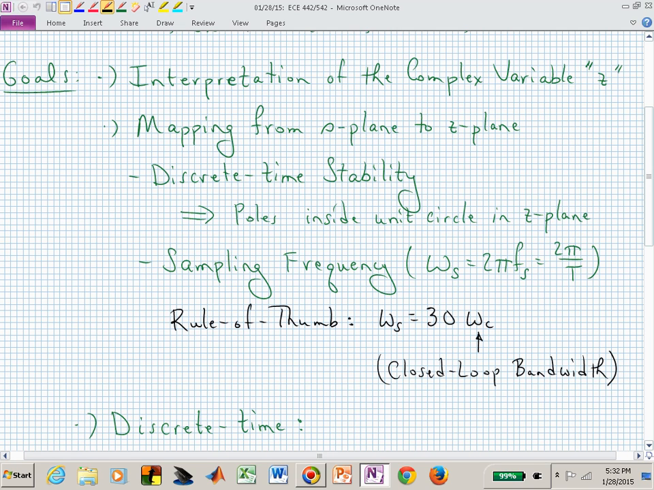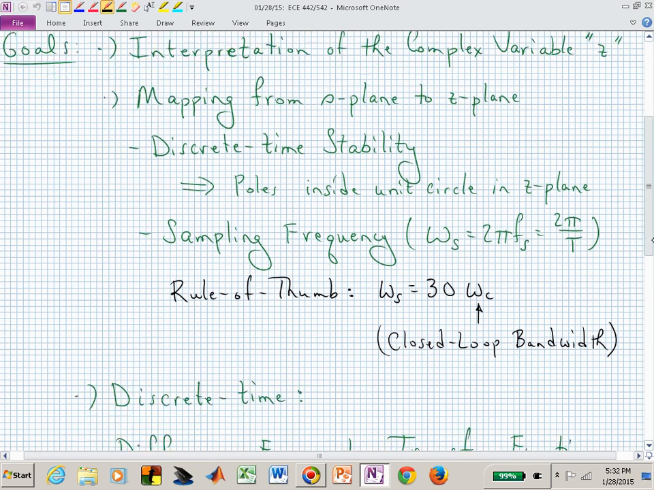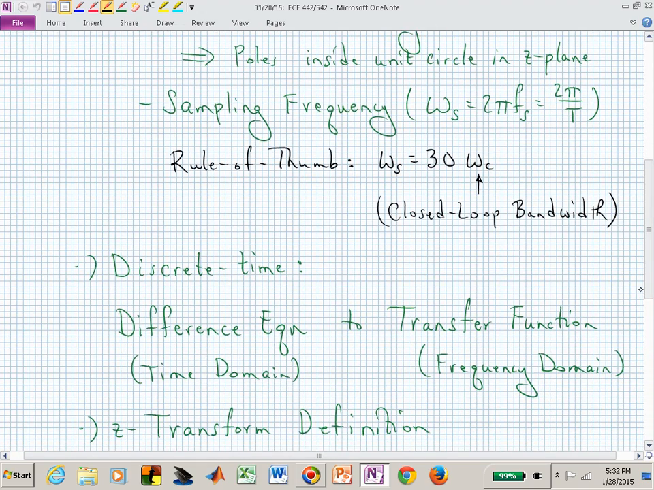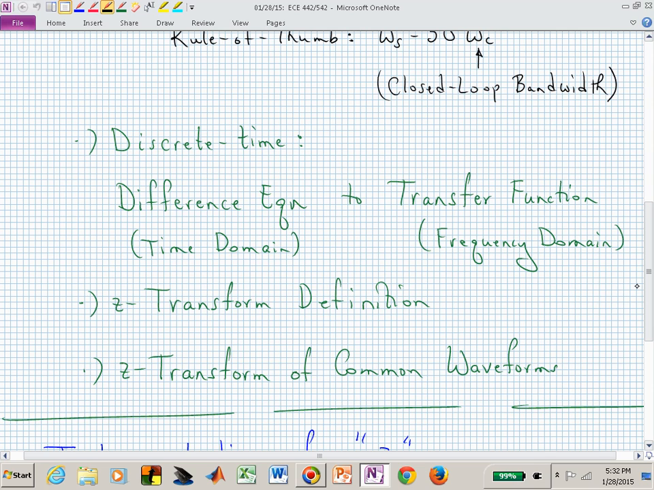Then we will give an example of sampling frequency. We'll derive a sampling period, capital T, based on some closed loop bandwidth. We'll go through an example of time domain to frequency domain, meaning starting with now a difference equation. How do we get that into a transfer function or a frequency domain representation of the same system? We want to become comfortable doing that for discrete time systems.